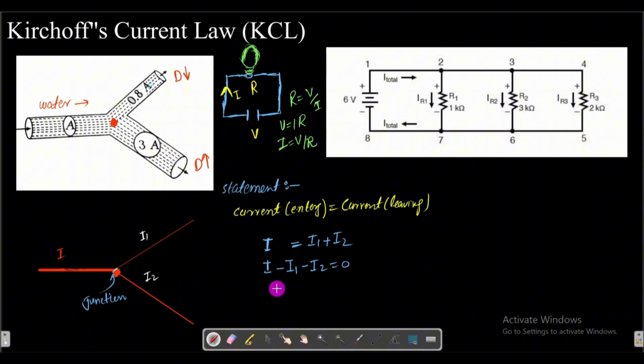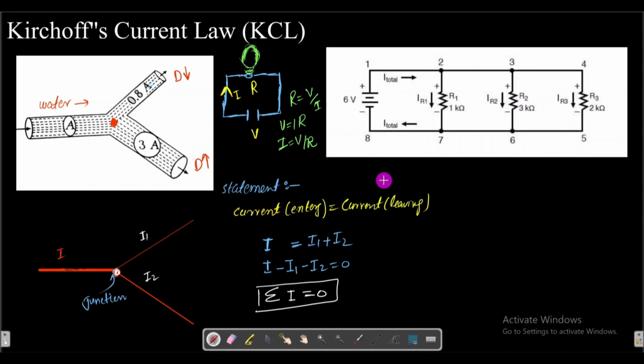And it means that the sum of all currents entering and leaving the junction will be equal to 0. And this is the third statement of Kirchhoff's law. These three statements are the same. So the statement of Kirchhoff's law is that the current entering the junction will be equal to the current leaving the junction.